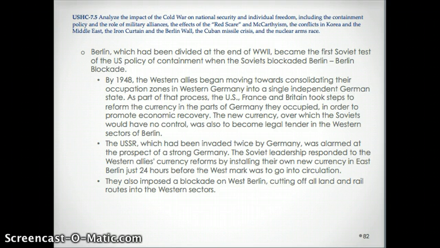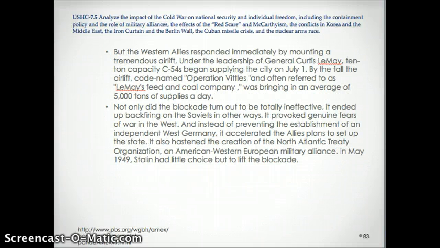The USSR, I told you the Soviet Union had already been invaded twice by Germany, and so they're alarmed at the prospect of a strong Germany. That's why they had decided to split it into 4 so it wouldn't become so strong. At one point, they also imposed a blockade on West Berlin, cutting off all land and rail routes into the western sectors. And this is a major Cold War event.